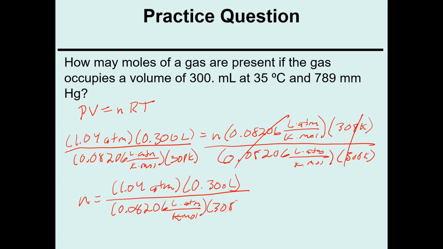and 308 Kelvin. So when you put this into your calculator, bring up the value you have for pressure, multiply that times 0.300, and then divide by 0.08206 times 308. And you should come up with 0.14 moles.